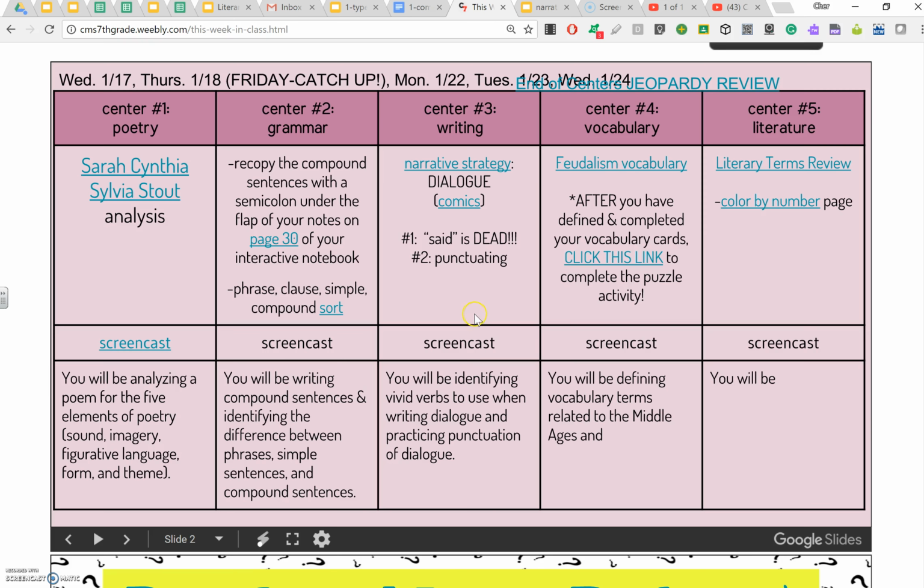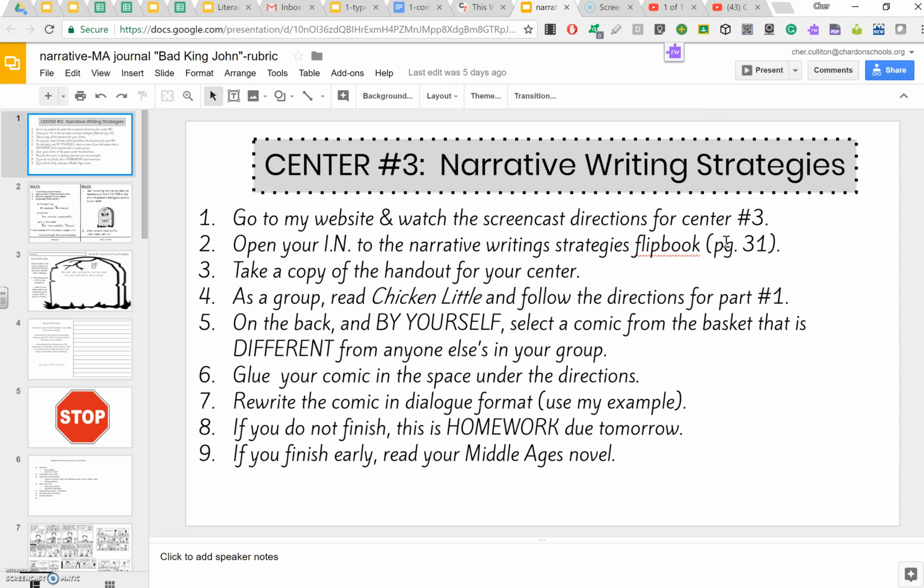For center number 3, you should be watching the screencast that's below center number 3, and you're going to be working on narrative writing strategies, looking at vivid verbs when writing dialogue and how to punctuate dialogue. So, you should have already done step 1.